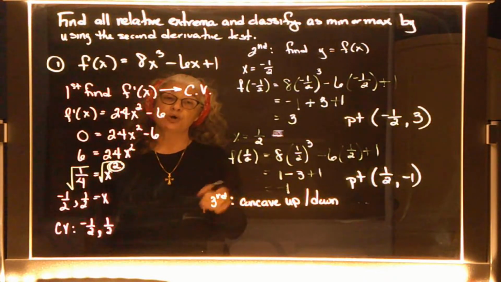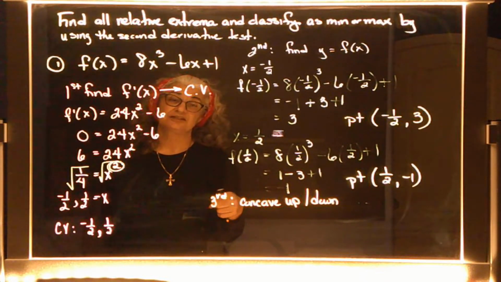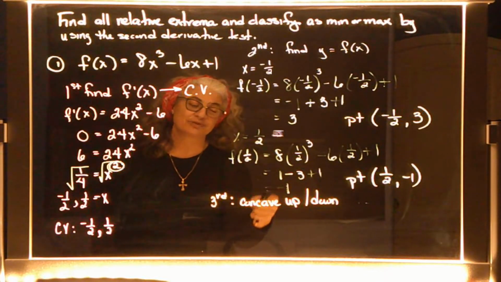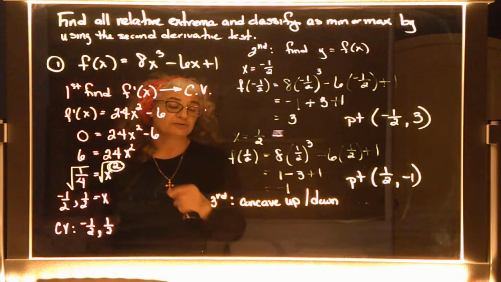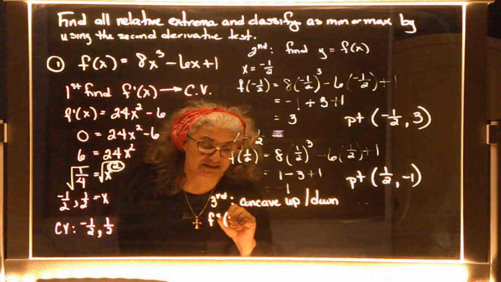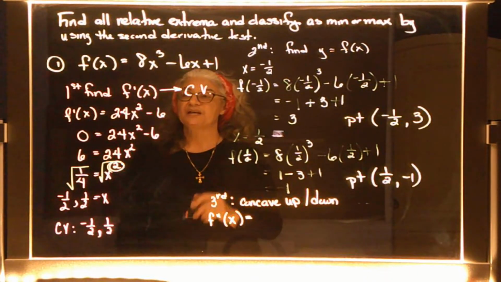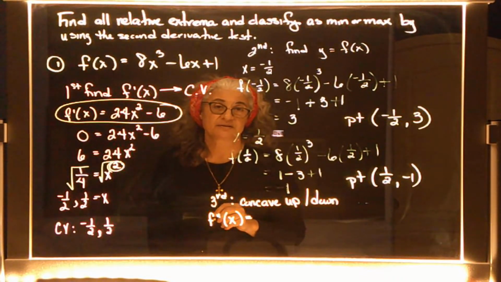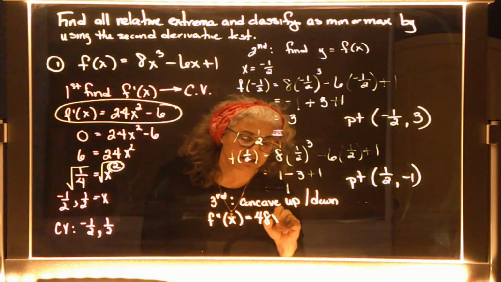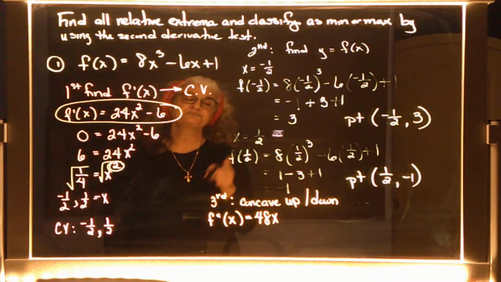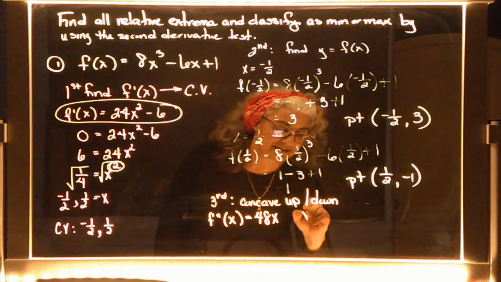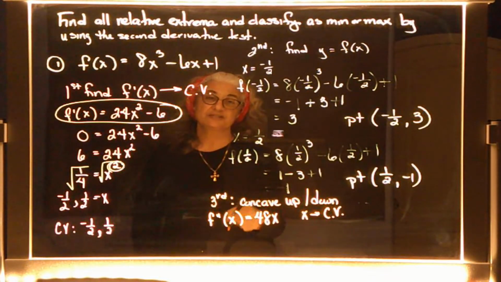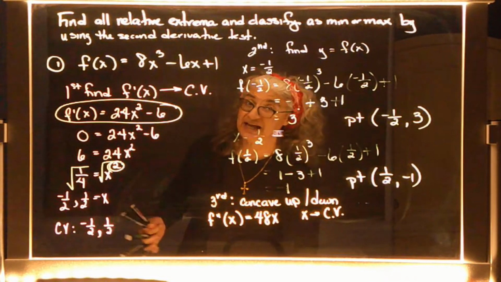Got it? So we're replacing the first derivative test, finding where it increases and decreases, by using the second derivative test of concavity. So, in this case, we have to find the second derivative, don't we? Here's our first derivative. What will our second derivative be? Good, 48x. And now, that's right, x is the critical value. So we have to plug our critical values into here and see what's going to happen.